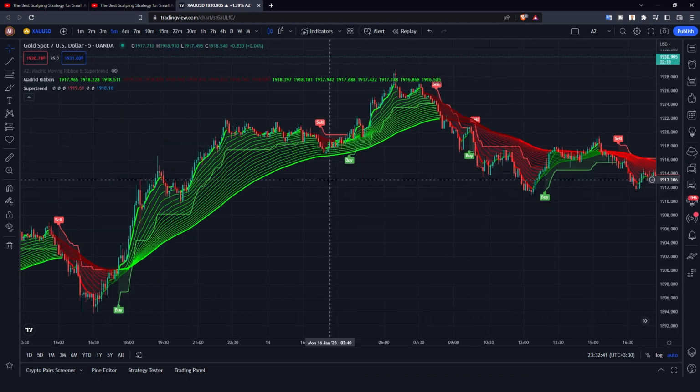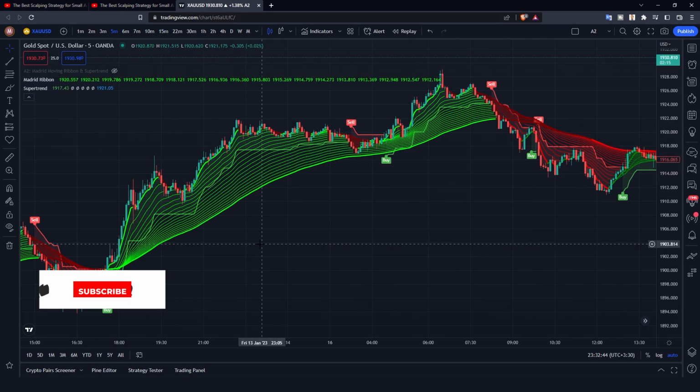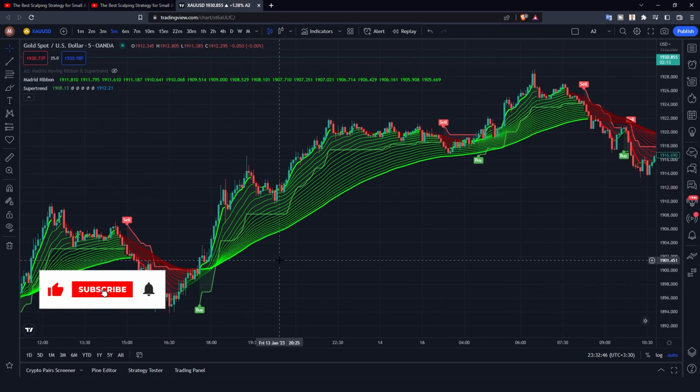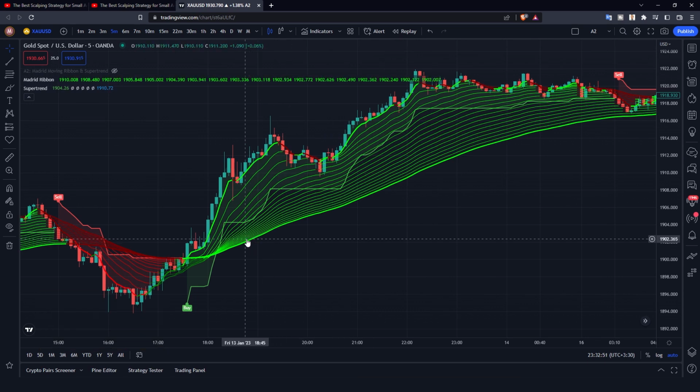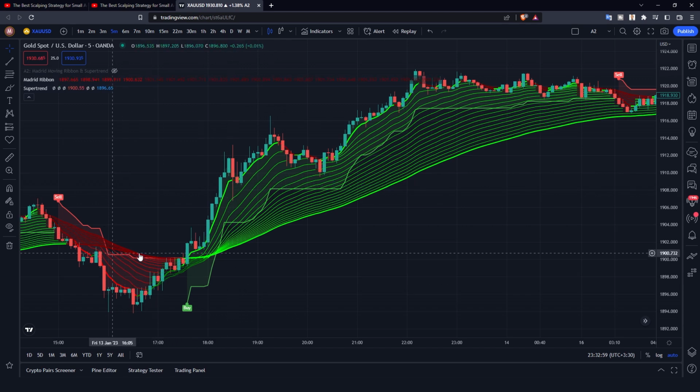Our conditions are clear. In our Madrid indicator, all the lines should be green for a long position. We shouldn't have even a single red line. All the lines should be green for entering a long position, and when we have a Supertrend buy signal, then we can enter the position.